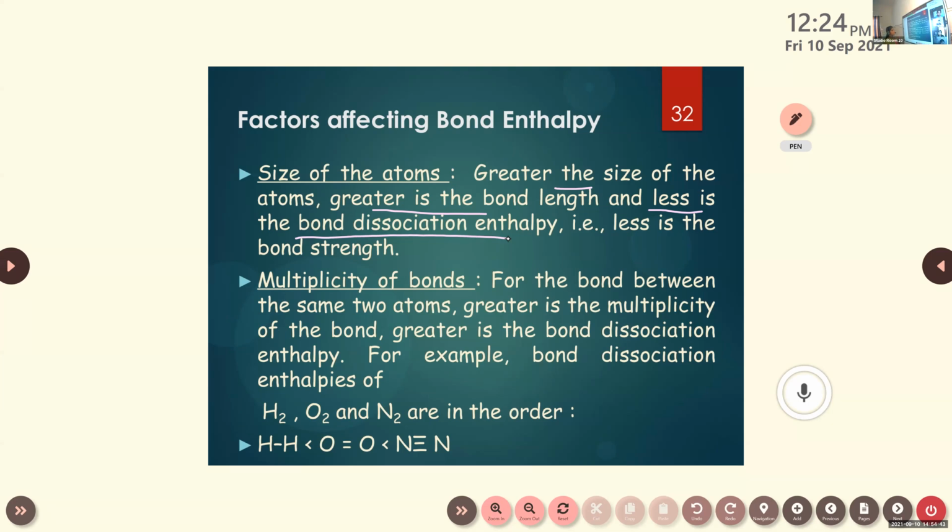If the bond length is greater, that means they have lesser bond strength and only a small amount of energy is required to break that bond. You know that compared to single bonds, multiple bonds are very much stronger, right? Their bond length is less, but they are very strong, so high energy should be supplied to break such bonds. So that's the first point, size of the atoms. Greater the size of the atoms, greater is the bond length and less is the bond dissociation enthalpy and bond strength.